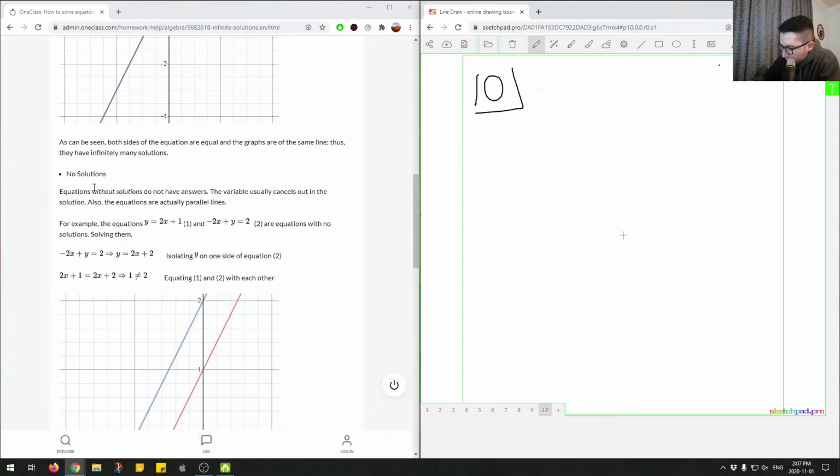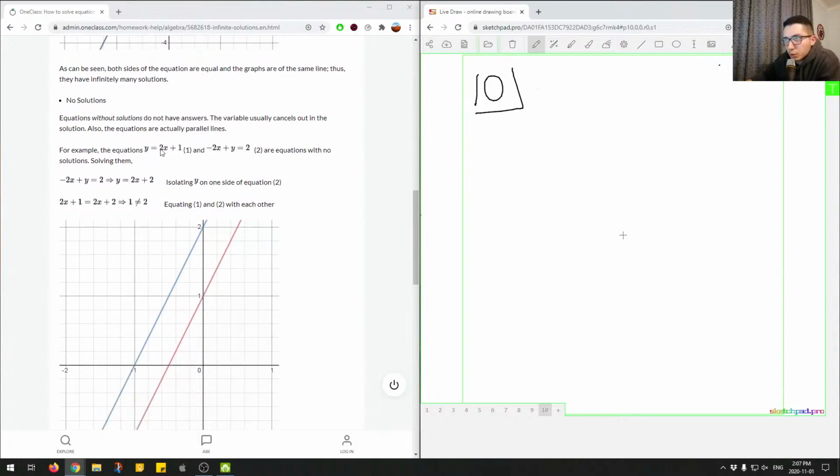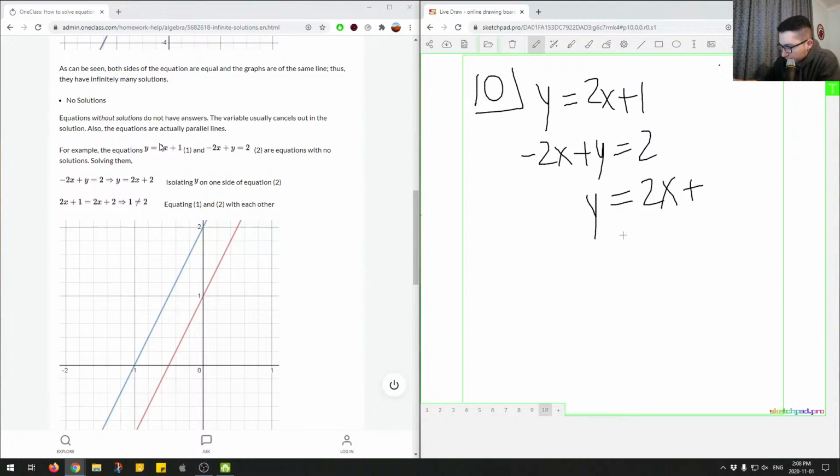So the last scenario. So I'll go through over here. So we have two equations. The first equation, y equals 2x plus 1. And the second equation, negative 2x plus y equals 2. First thing you want to do is get it into the format of y equals mx plus b. So we'll move the negative 2x to the other side, and we'll have positive 2x plus 2. So here we just added 2x to both sides of the equation to end up with this.